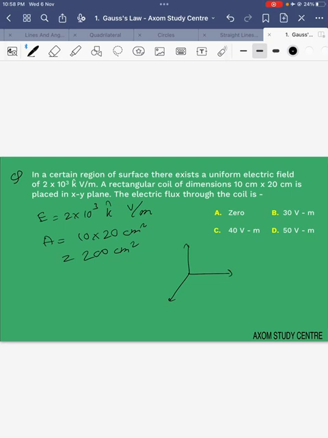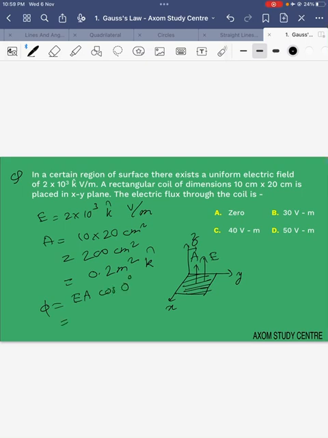If you draw these coordinates, suppose this is the area. Now the electric field is along k cap, that means along this direction. Now how much is the area? 200 centimeter square, that is 0.02 meter square, along the k direction. The electric field and area are along the same direction, so phi equal to EA cos 0 degree. Why 0? Because E and A are in the same direction.